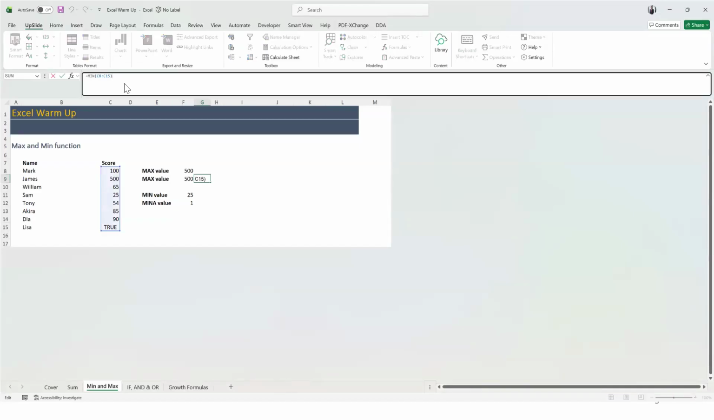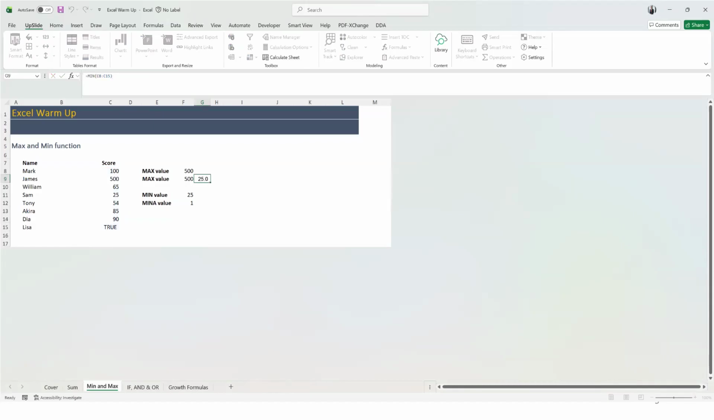Sorry, pardon me. I was a bit distracted. So this one gave us 25 because when you're doing minimum value, minimum does not take into consideration blank spaces or special characters. But there's a second function called MINA, that's minimum all. This MINA will return the lowest value from everything. For MIN, it will return the lowest number.